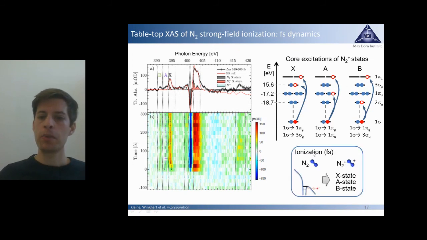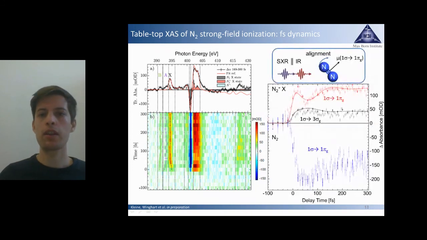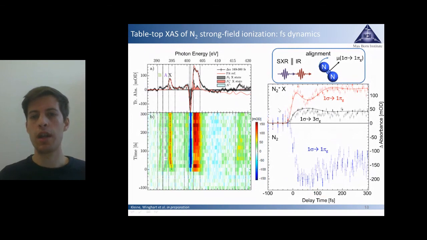And so the overall picture is that we have done some strong ionization leading to a distribution of ground and excited states of nitrogen cations, which we can map simultaneously with our broadband probe. We limited ourselves to looking at the first couple of femtoseconds. I first want to also show the dynamics that we have observed here.